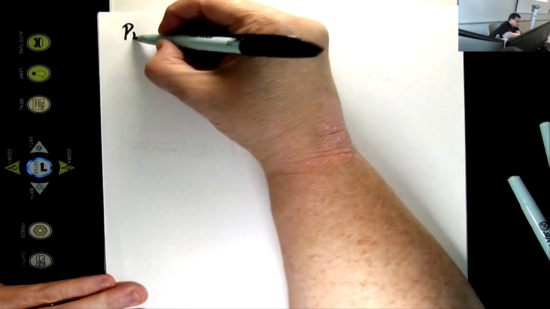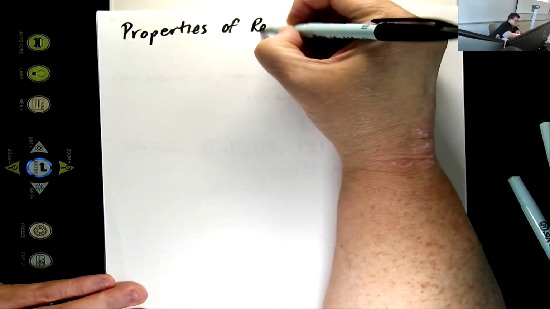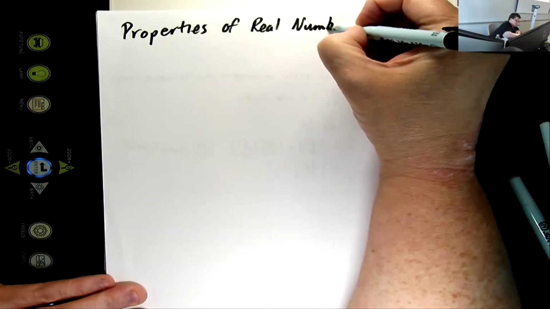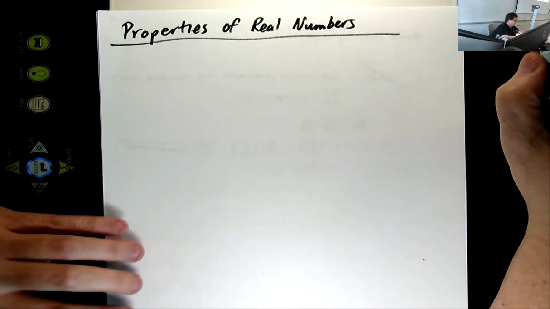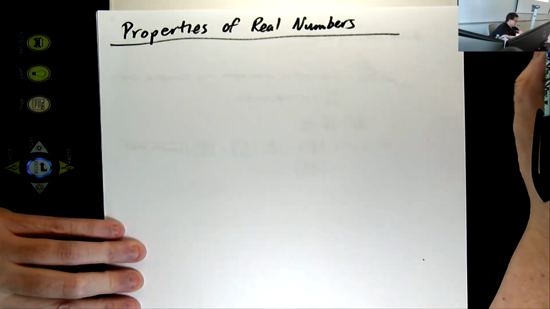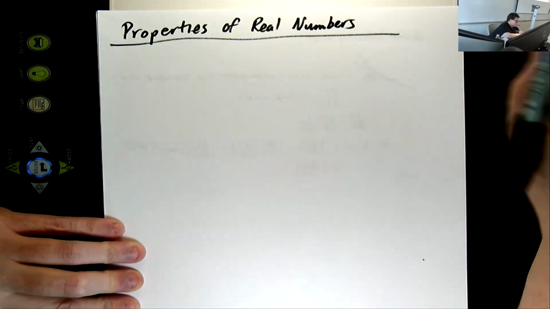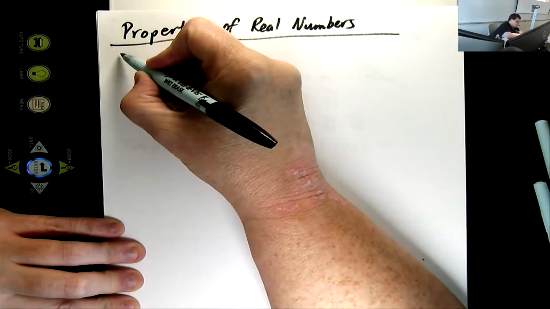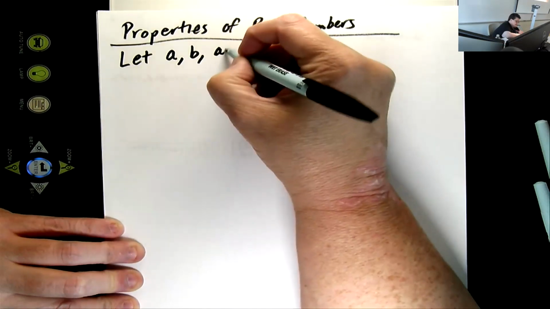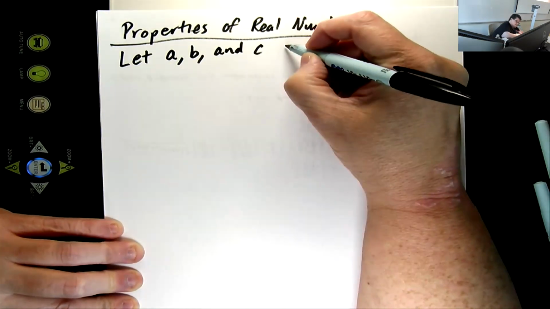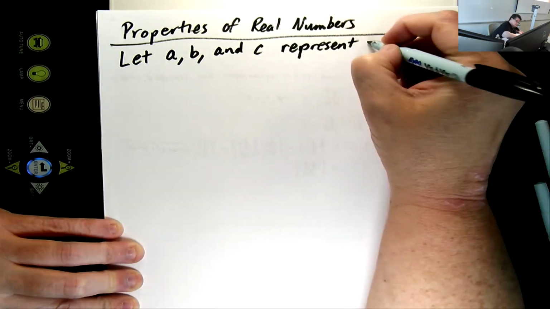But we are. We're going to talk about the properties of real numbers. It's kind of important because they're the basis of everything that we do. Some of them are pretty silly. But I want to start off by saying we're going to let the letters A, B, and C represent real numbers. They are variables that represent real numbers.